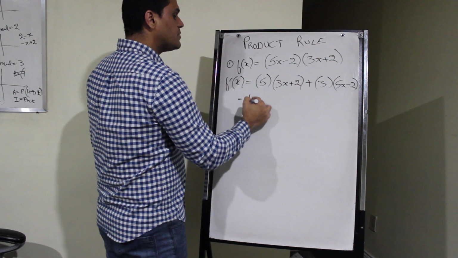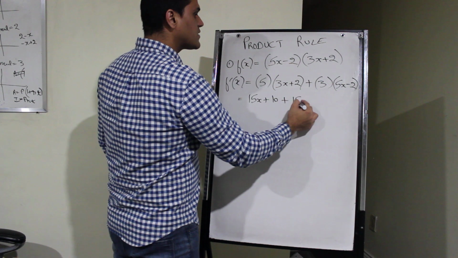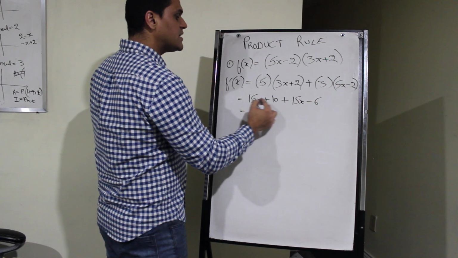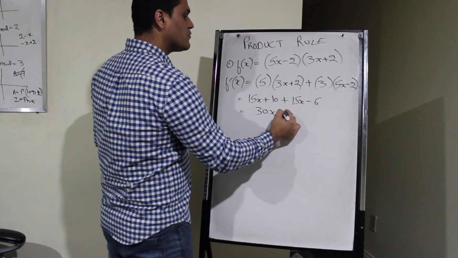When you FOIL it, it will be 15x plus 10 plus 15x minus 6. So that would give you 15x plus 15x, which is 30x, and 10 minus 6 is 4.